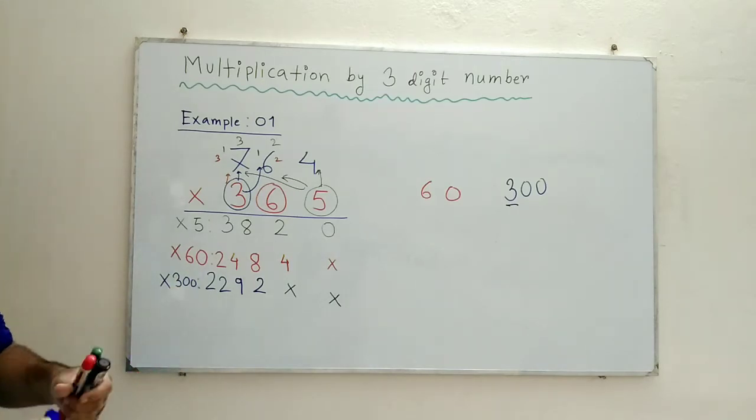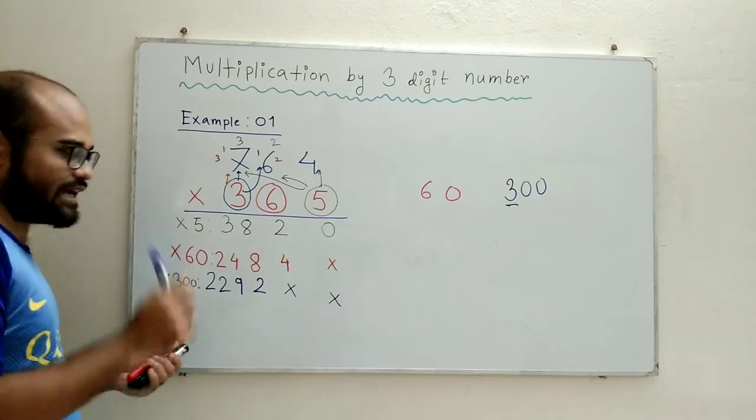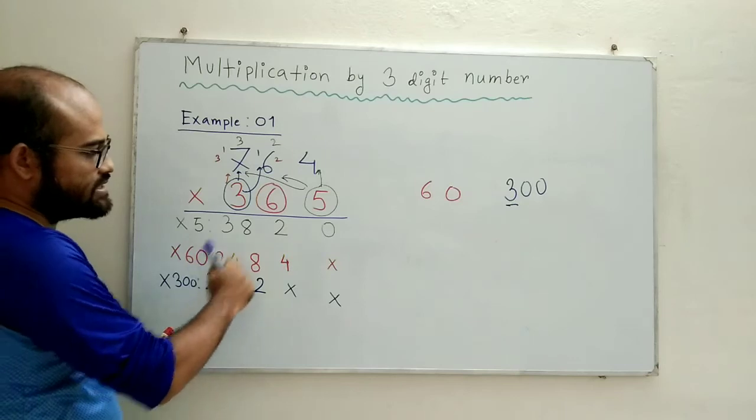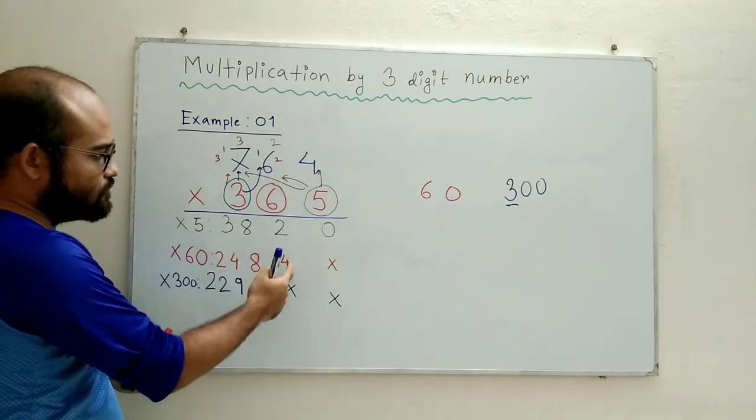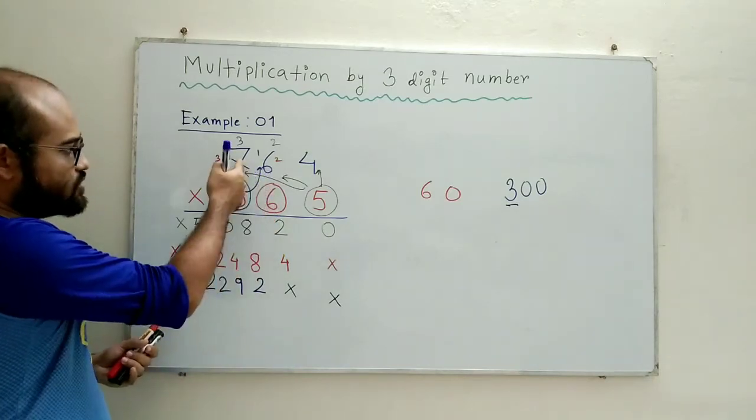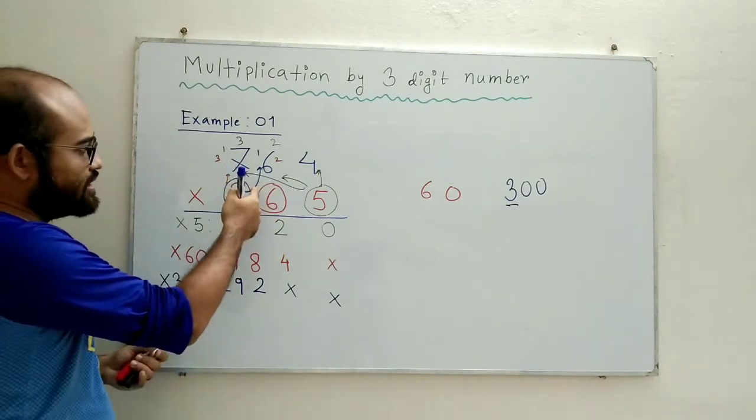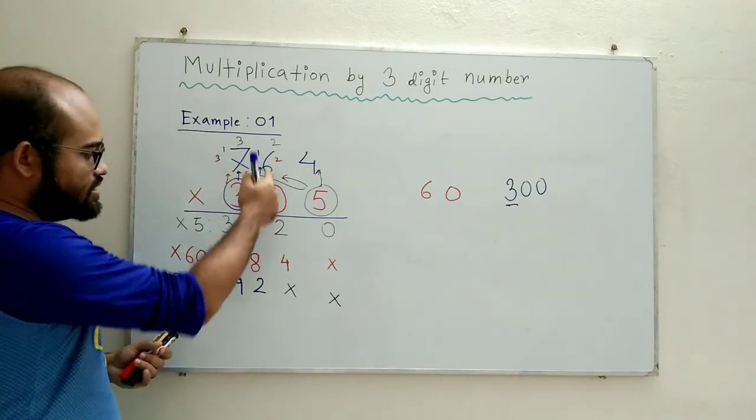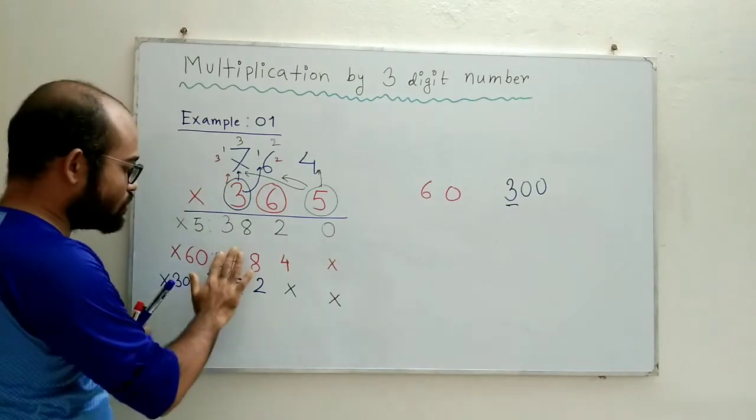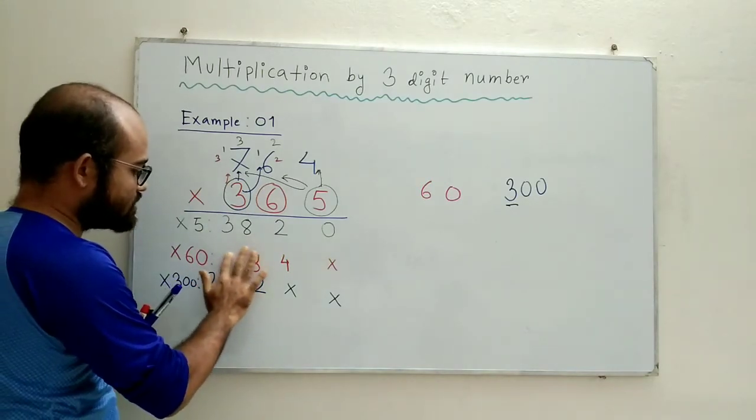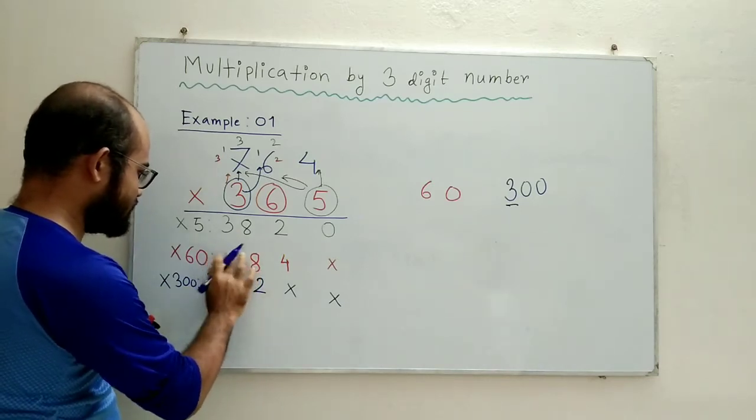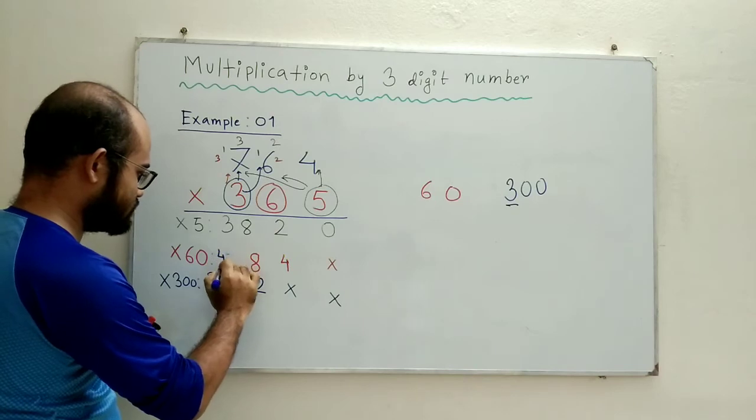Now we have to just add them up. But before adding, I made a small mistake while multiplying by 60. Let's check. 6 4s are 24, 4 carry 2, 6 3s are 18 plus 2 is 20, no wait, 6 6s are 36 plus 2 is 38, carry 3. It will be 7 into 6. I by mistake multiplied 7 into 3. So 6 6s are 36 plus 2, 38 carry 3. 7 6s are 42. 42 plus 3 gives me how much? 45. I am extremely sorry for this error.